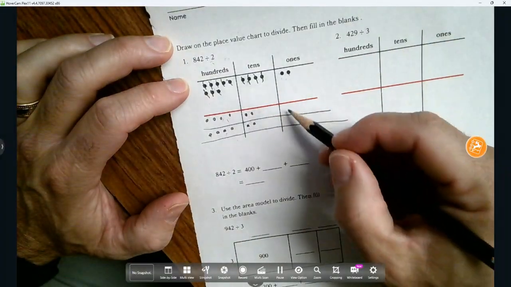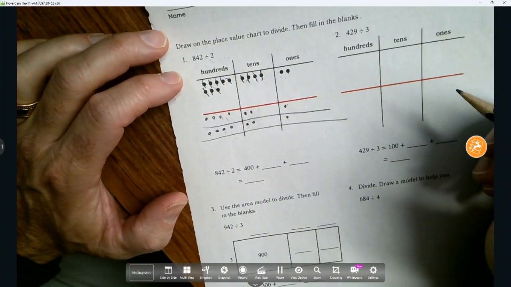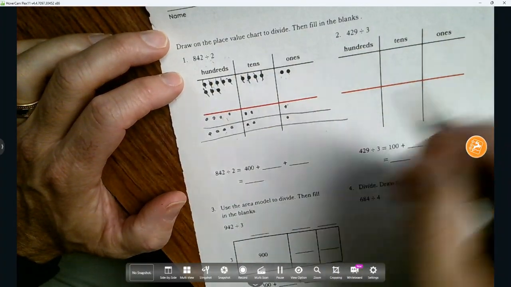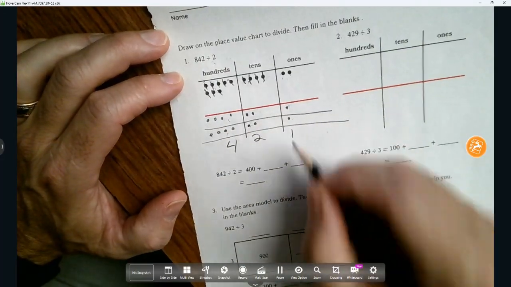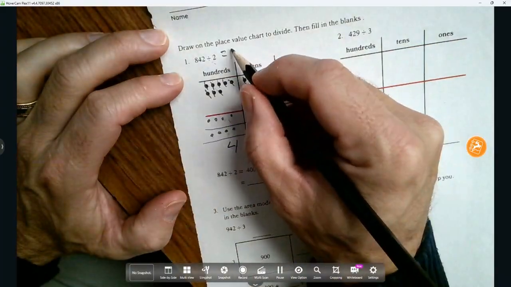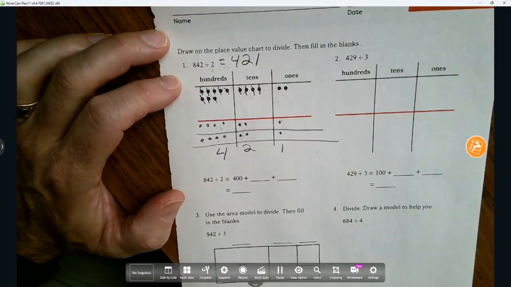So here I got 1, 2. I got 2 spots. I go 1, 2. And then to find our number, 842 divided by 2, I have 4 here. I have 2 here. And I have 1 here. So this equals 421. Sorry, I went sideways on that.